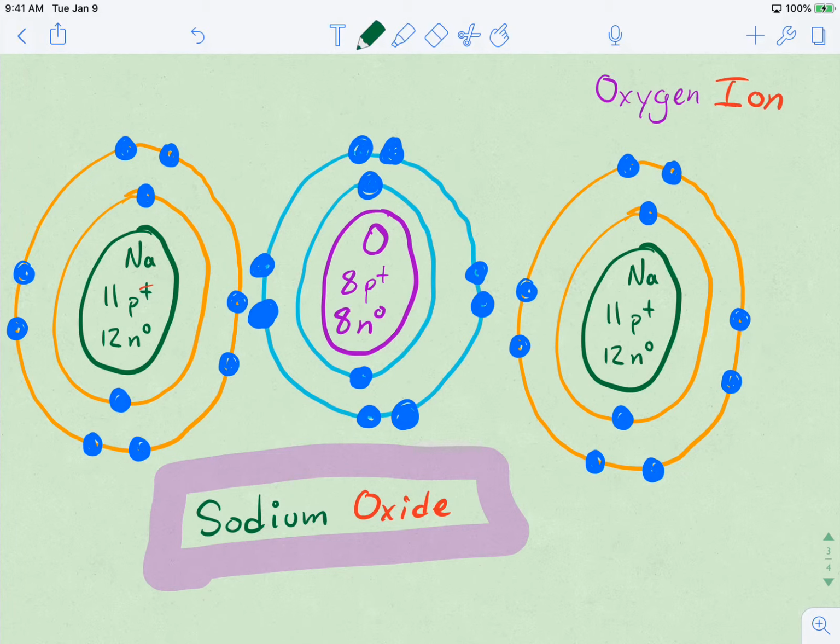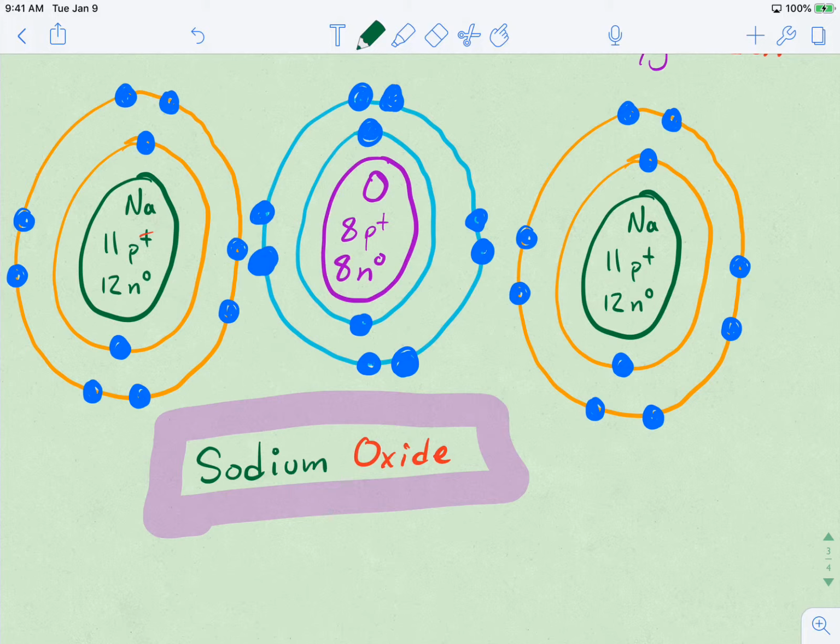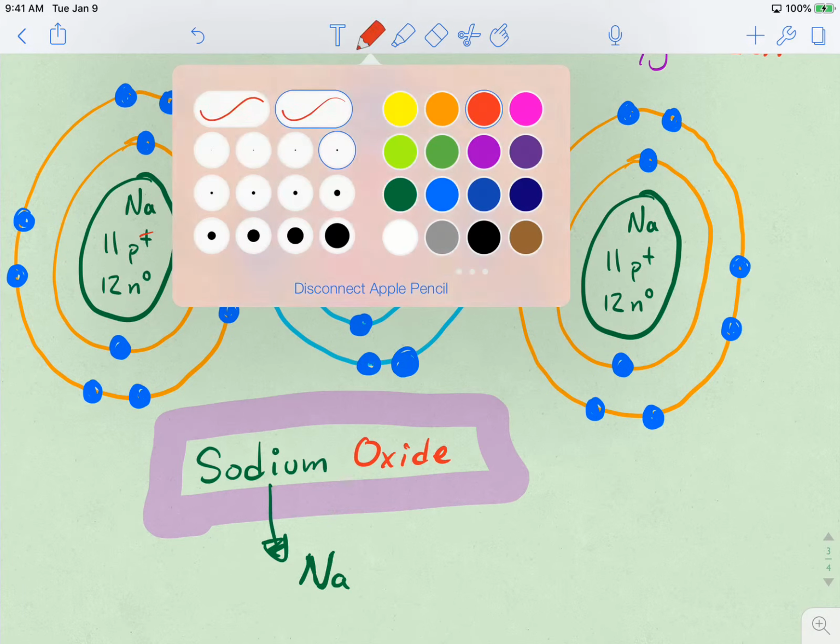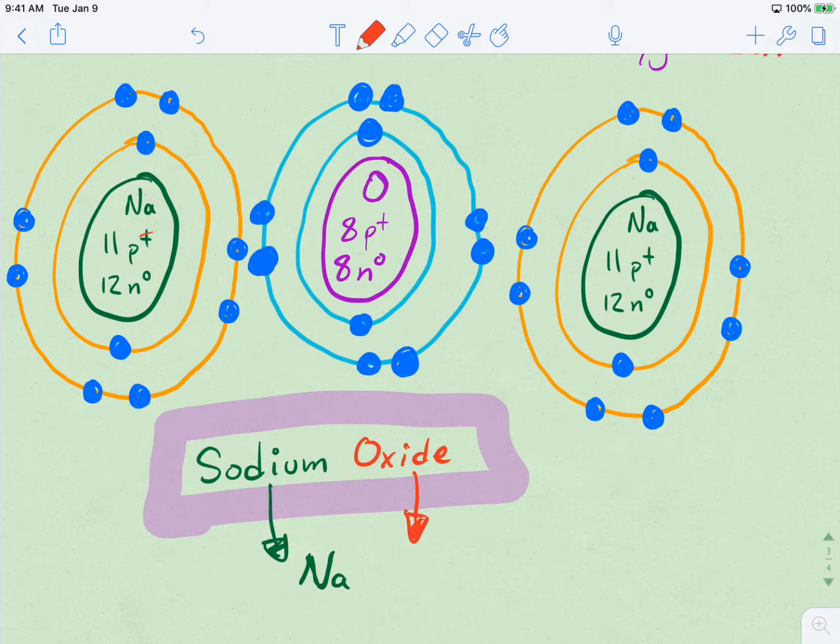And then what would the formula be, so you don't have to draw this out every time? Na is the symbol for sodium. Its Latin name is natrium, which is where that Na comes from. The symbol for oxygen is O. You just write them next to each other. Then you have two of those Na's, so we have to write a little 2. That's called a subscript. Sub meaning under, script meaning written. So Na2O. And that would be sodium oxide.